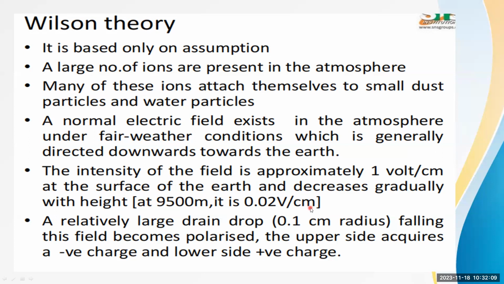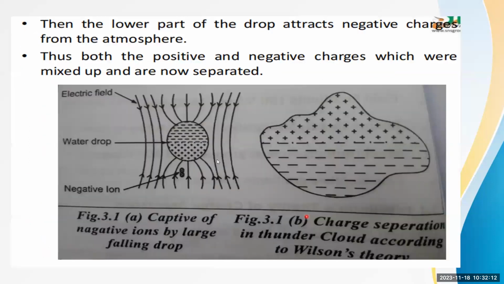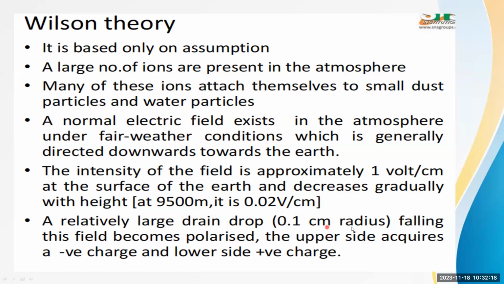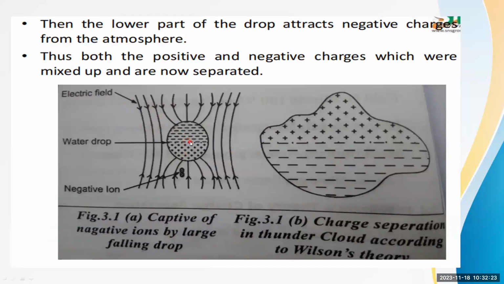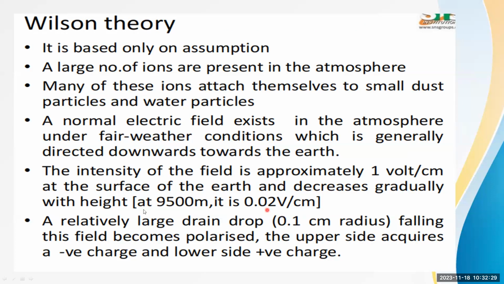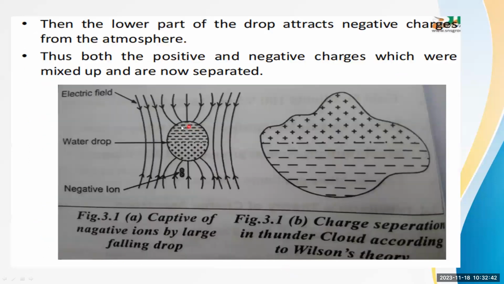Next concept, according to Wilson's theory: a relatively large raindrop, approximately 0.1 centimeter in radius, falling in this field becomes polarized, with positive and negative charges inside the raindrop. The upper side acquires a negative charge and the lower side acquires positive charges, according to this theory.